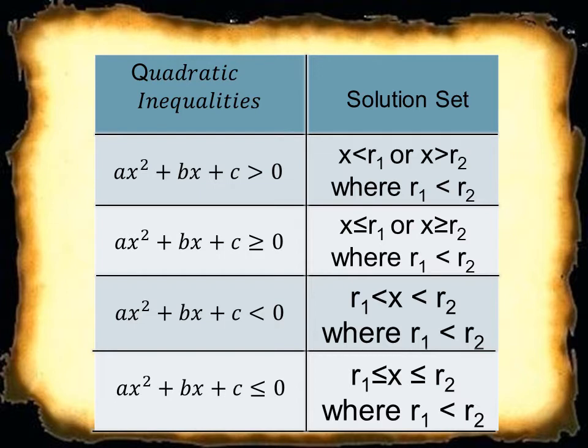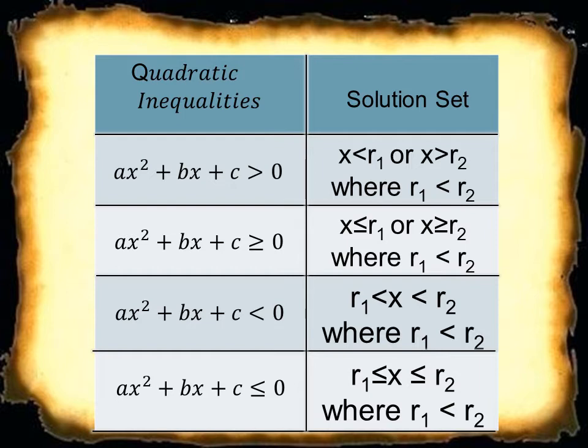For the second row, you have the form ax squared plus bx plus c is greater than or equal to 0. So there is an "or equal." Just in the solution set, change the symbol to include "or equal." So you have here x is less than or equal to r sub 1 or x is greater than or equal to r sub 2. Again, r sub 1 is less than r sub 2. So r sub 1 is lesser and r sub 2 is greater.